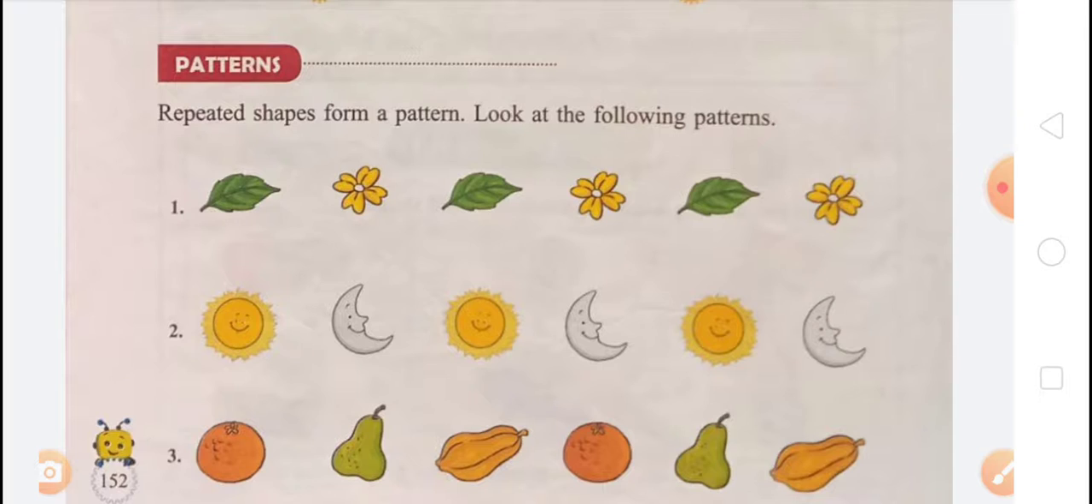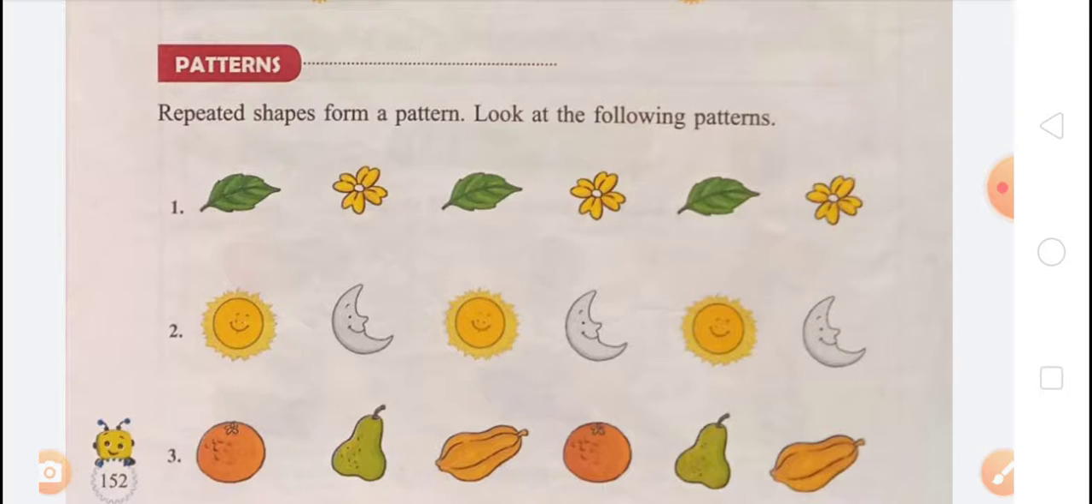And in the third picture, you have to see carefully. On first there is an orange, on second there is a guava, and on third there is a papaya. There are three shapes that are repeating. First is orange, second is guava, and third is papaya.